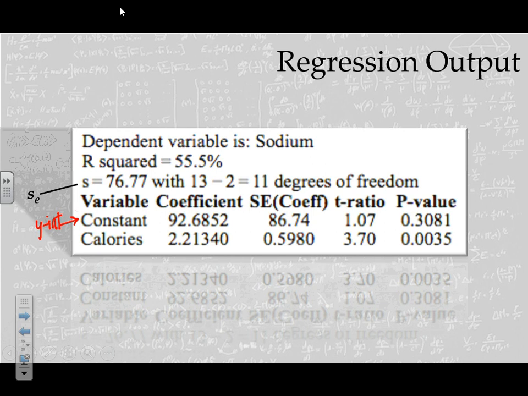Okay? So everything that has to do with constant is your y-intercept information, which means the variable that they name, so in this case they were looking at calories, that's all of your information for slope. So constant leads you to a y-intercept, named variable leads you to slope. So that means my b value, the actual sample slope, is 2.213. So the coefficient tells you the actual value of your slope and your y-intercept.